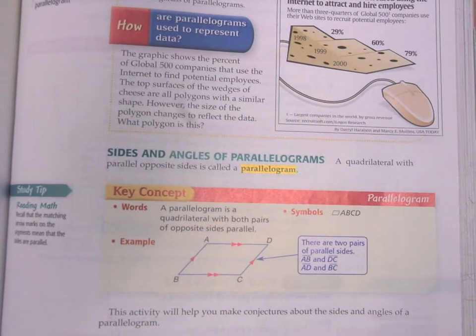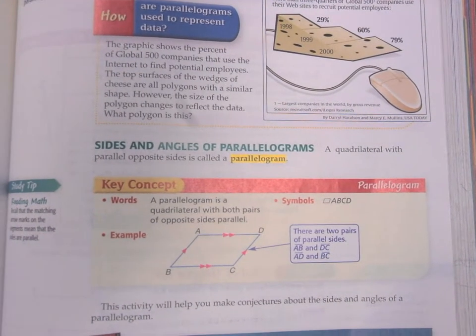Okay? This is actually on page 411 in your book, and it's the definition of parallelogram. Whenever we start with proofs, we always like to start by building on definitions, postulates, or other theorems that we've already proven. So for parallelograms, this is where we're going to start.